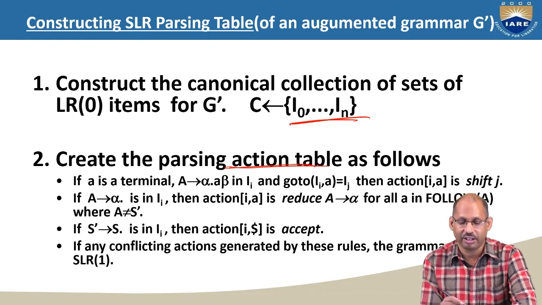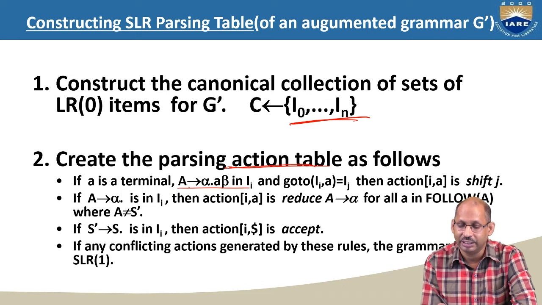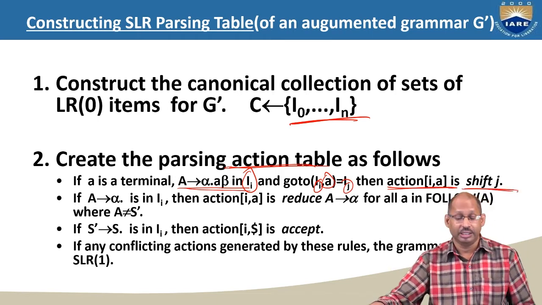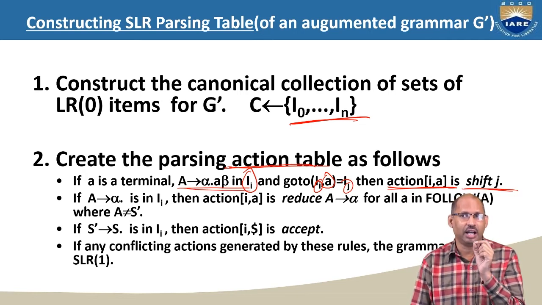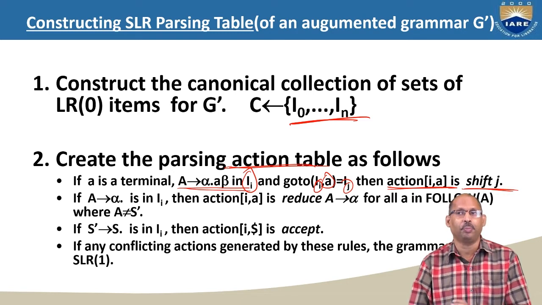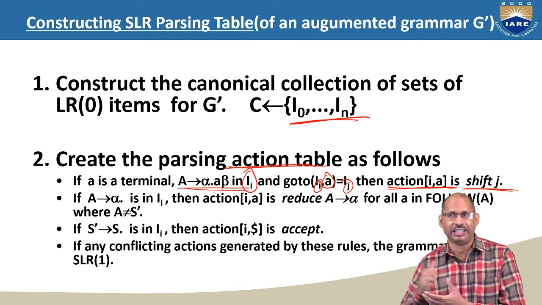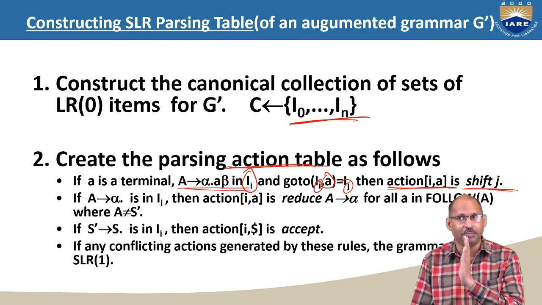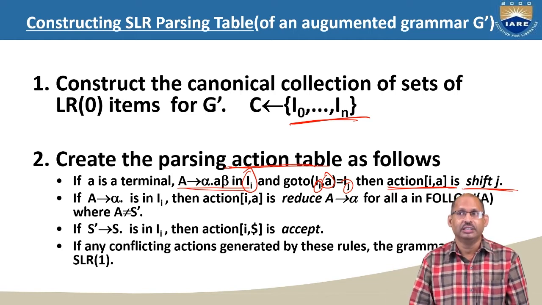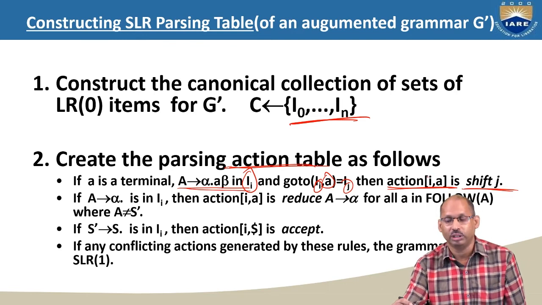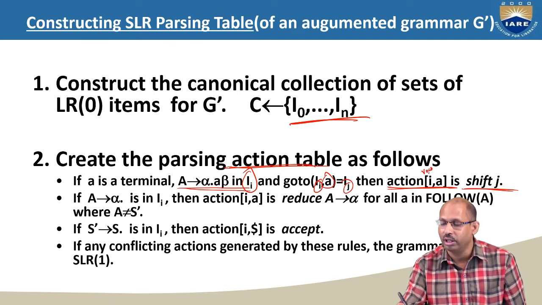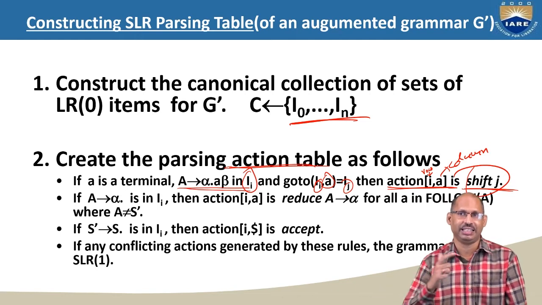A is a terminal. Here it is in I. Goto I on A is J. Then action I comma A is shift J. Listen here: closure set I on Goto operation with symbol A going to J set, I on terminal symbol A going to J set, simply write in the I row, A column, shift J, S J.